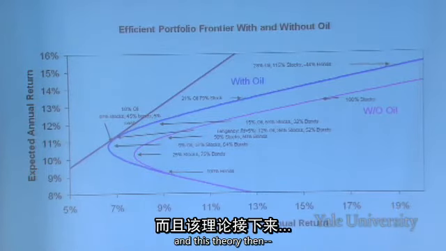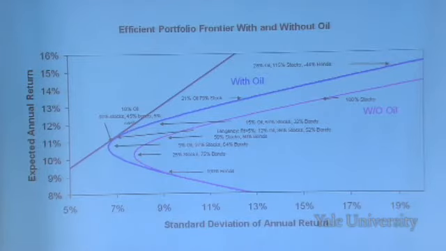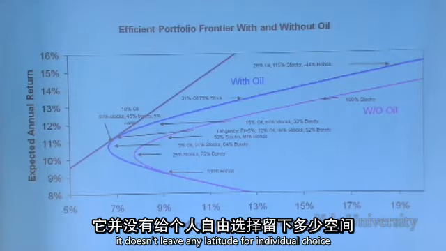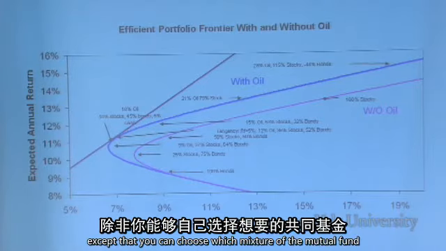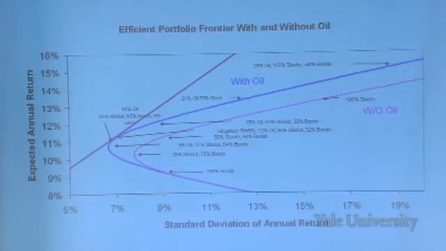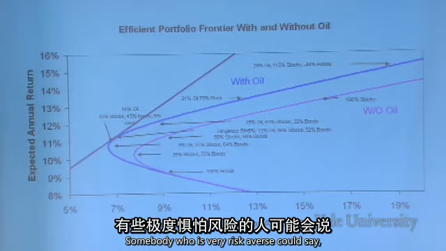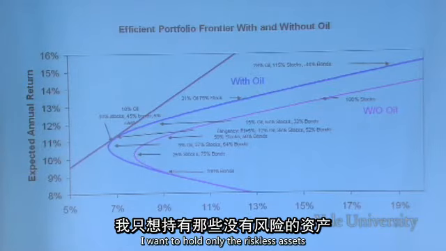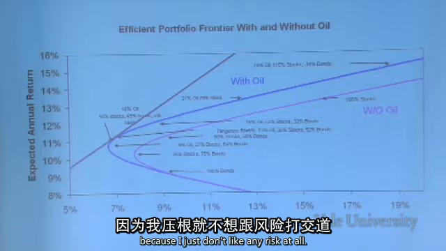And this theory then doesn't leave any latitude for individual choice, except that you can choose which mixture of the mutual fund and the riskless asset you want. So somebody who is very risk averse could say, I want to hold only the riskless asset because I just don't like any risk at all.